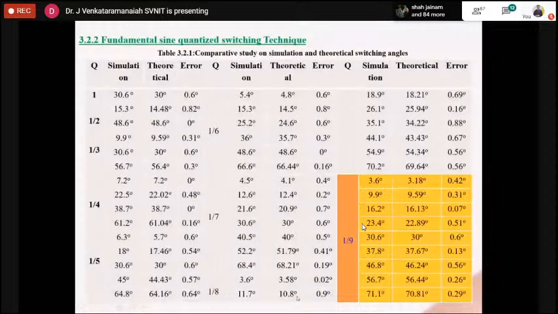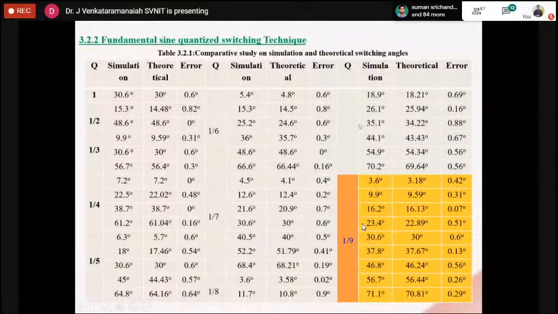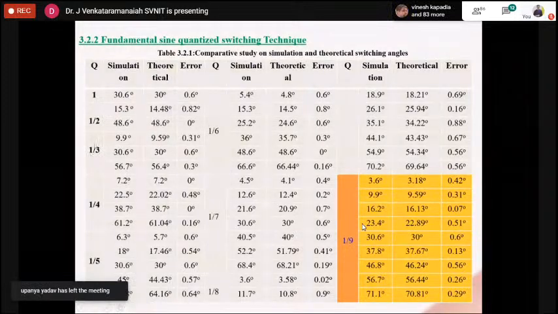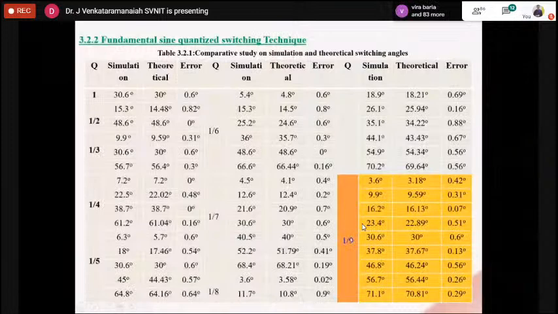These are the different Q values for the same topology. For the present topology, the maximum you can get is Q equal to 1 by 9. You cannot get more than that. So the values are 1, 1 by 2, 1 by 3. When Q is 1, you have a 3 level. When Q is 1 by 2, you have a 5 level. When Q is 1 by 3, you can get 7 level. Similarly, when Q is 1 by 9, you can get 19 level.